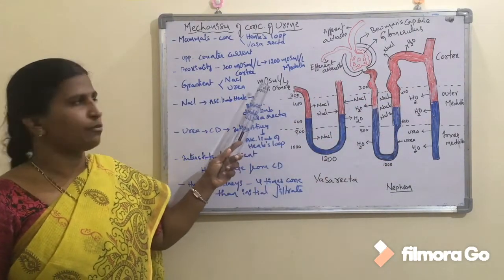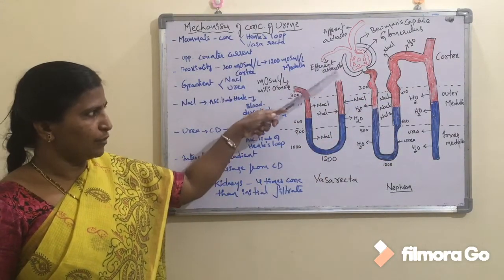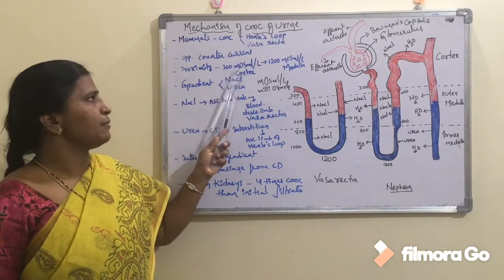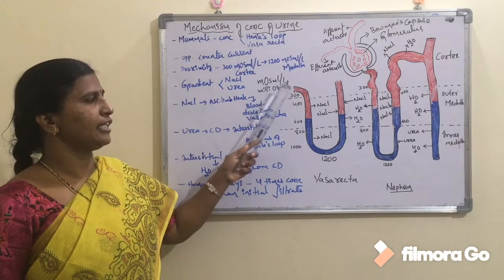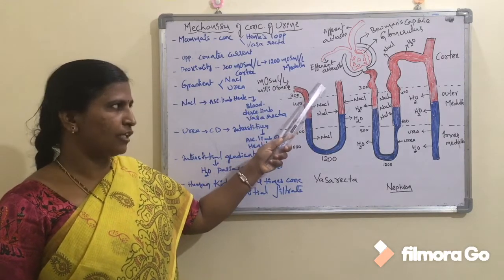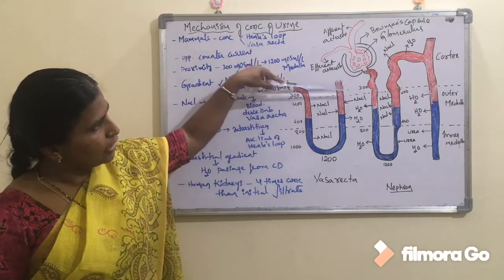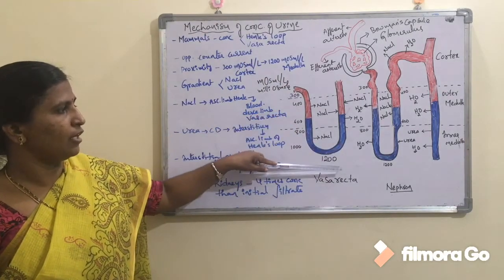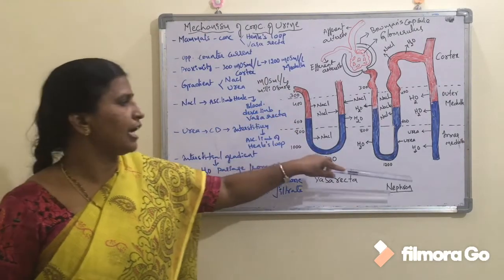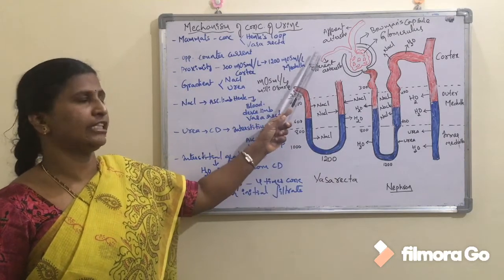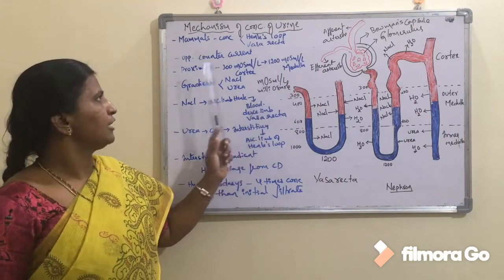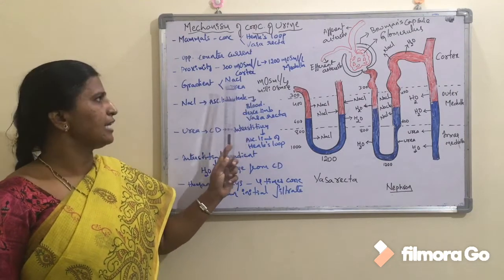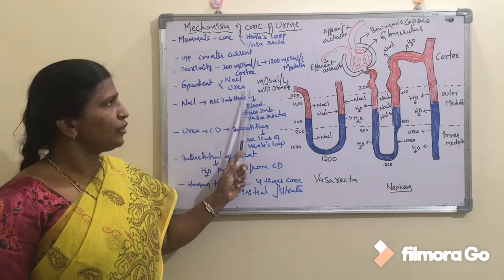If you take the osmolarity of both the liquids, it is approximately 300 milliosmoles per liter in the cortical regions or cortex, whereas if you go deep into the medulla region, it increases up to 1200 milliosmoles per liter in the inner medulla. This concentration gradient is mainly due to the movement of NaCl ions as well as urea.